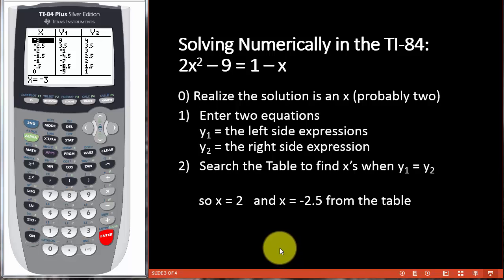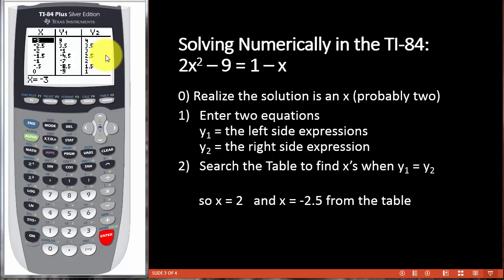So when you find one, don't give up. Look for another. And the key is you're looking to see when one of the y values switches from being below to above the other y value, because that's where a critical transition has occurred.